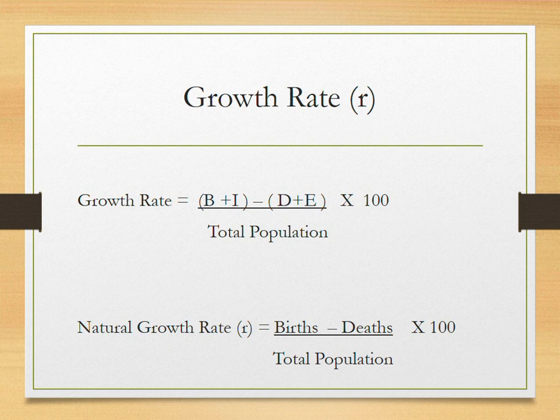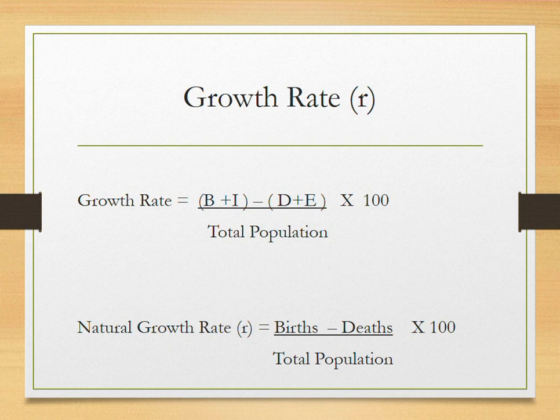Of course, when we're calculating growth rate for the global population, we call that a natural growth rate because there are no immigrants or emigrants to planet Earth. So it's simply the natural inputs, births, minus the natural deaths, the outputs. Divide that by the total population times 100 will give you your growth rate.